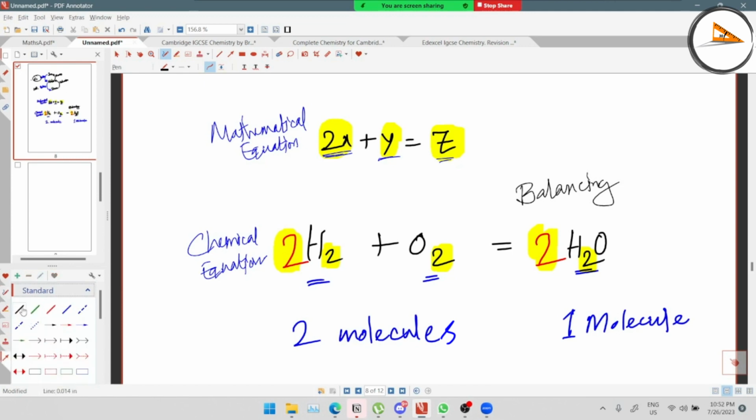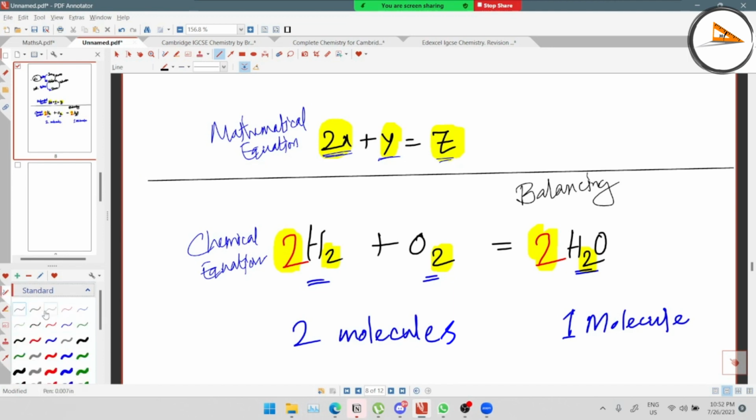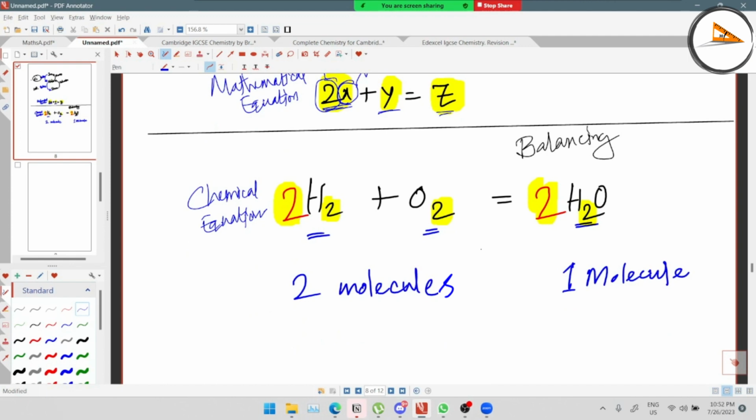Okay, and now let me show you another comparison. In mathematics, I told you x is the variable, right? And the number multiplied with the variable, 2, that is a coefficient. This 2 is also a coefficient, but this coefficient has a special name, and that name is stoichiometric coefficient.